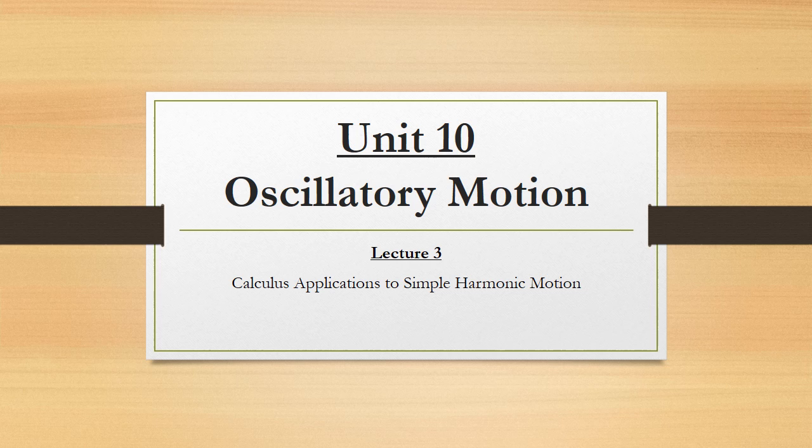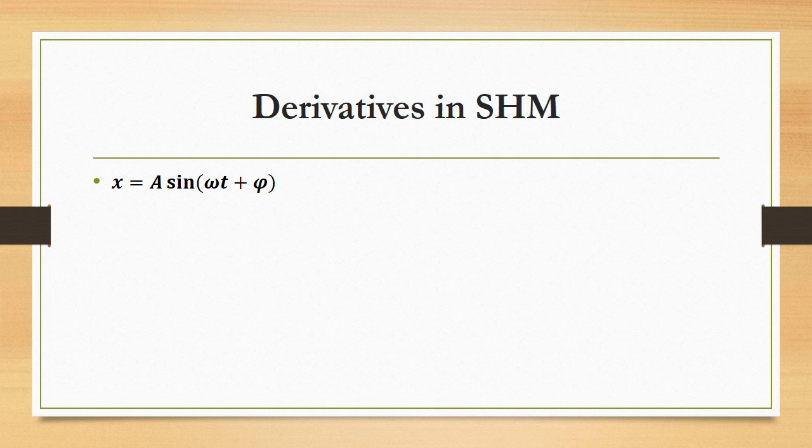The purpose of this lecture, and we're going to try to keep it short, is just to apply the calculus you've already learned to the equation for the position of a simple harmonic oscillator that we've been talking about. So here is that equation. X, or the position of a simple harmonic oscillator, is equal to its amplitude times either sine or cosine, doesn't matter, of omega t plus phi.